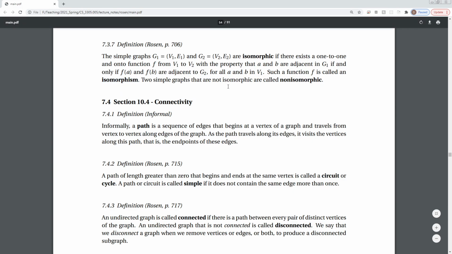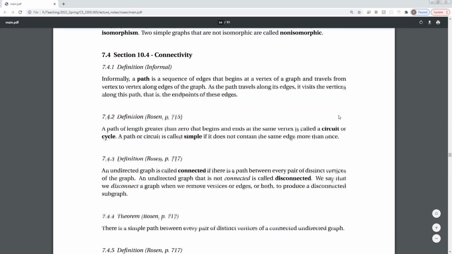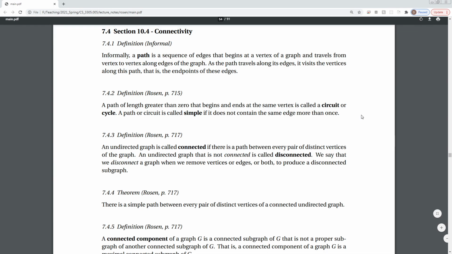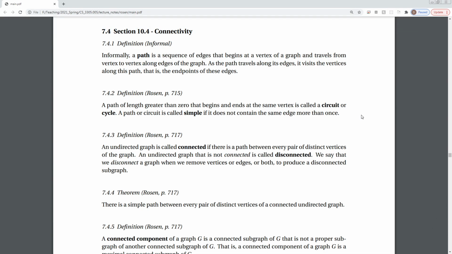And then if you have 2 simple graphs that are non-isomorphic, then they're non-isomorphic. Okay, connectivity. So now we're going to talk about path connectedness. So before, whenever we said connected, we meant that there's an edge that directly connects vertex A to vertex B. And now, as we move forward, we're going to be more concerned with path connectedness.